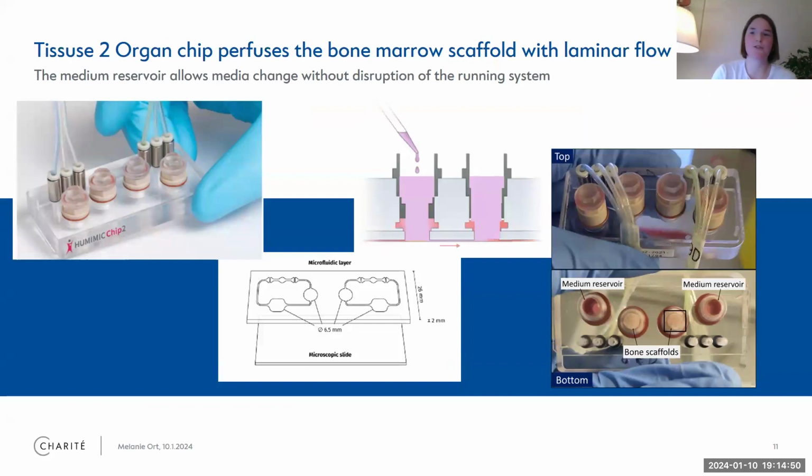We actually use TissUse's 2-organ chip. It's a company based in Berlin. The 2-organ chip, along with other chip models, is commercially available from TissUse. And it works something like this. It's a microscopic slide, and you have 2 circuits embedded onto that slide, and they're independent from one another. They have two wells that are connected, and then you have laminar flow. You can perfuse that. You can see that here when it's plugged in, but you have two separate circuits on one chip. And for us, we add bone scaffold in one, and the other one serves as a medium reservoir.